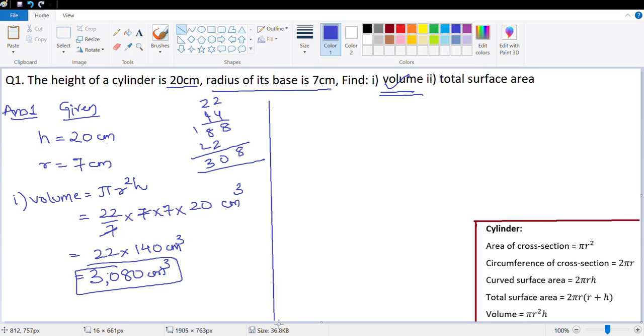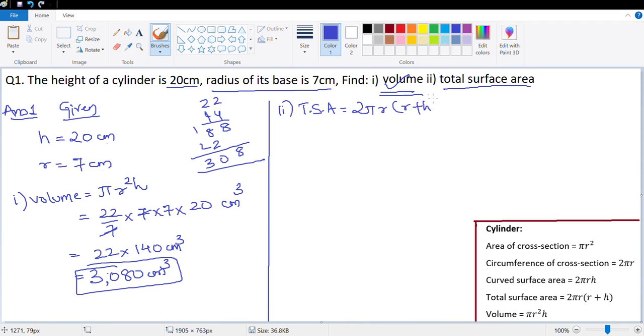Let's look at the next part of the question. It says we need to find the total surface area. So we know the total surface area is equal to 2 pi r times (r plus h). Let's substitute values. So this is 2 into 22 upon 7, r is 7, within bracket 7 plus h is 20. And this is centimeter square.